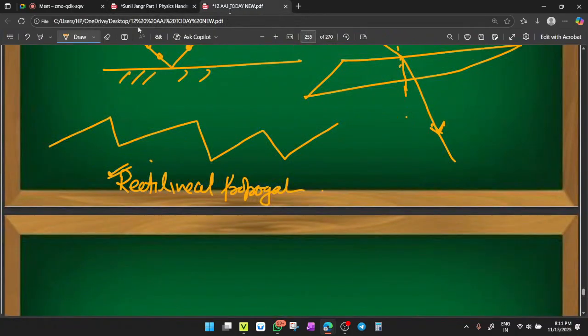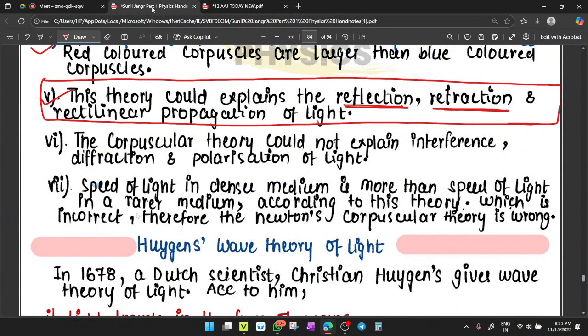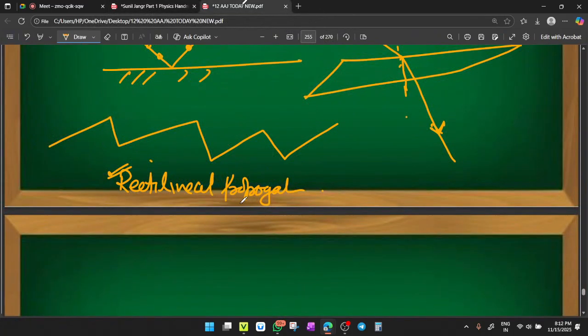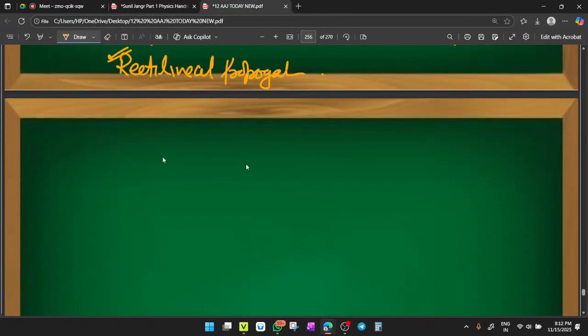performing rectilinear propagation, a wave performing rectilinear propagation. The corpuscles theory could not explain interference, diffraction, and polarization of light. Yes. For approximately 50 to 60 years, no one could defend in front of Newton. And everyone accepted that the nature of light is that it is made up of corpuscles. Clear or not clear?